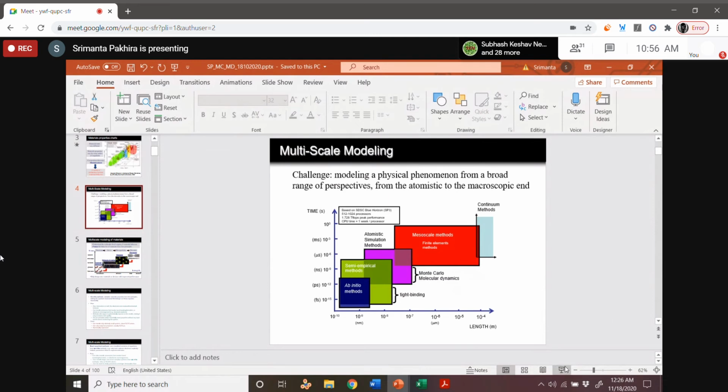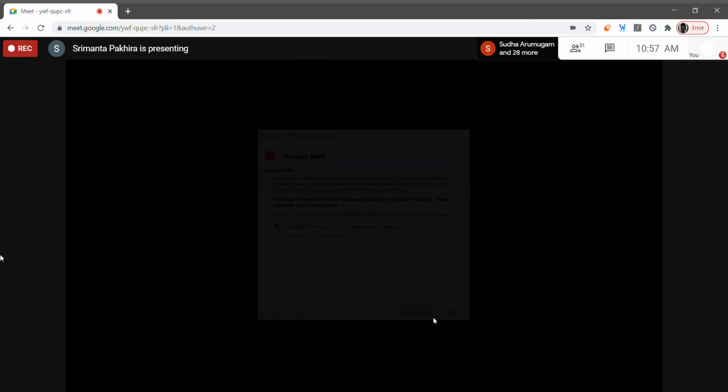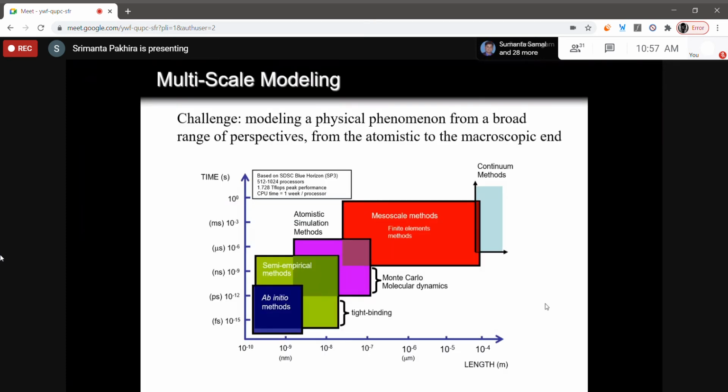So let's say yesterday when I was discussing this kind of multi-scale modeling method, why it is called multi-scale, I explained very carefully.